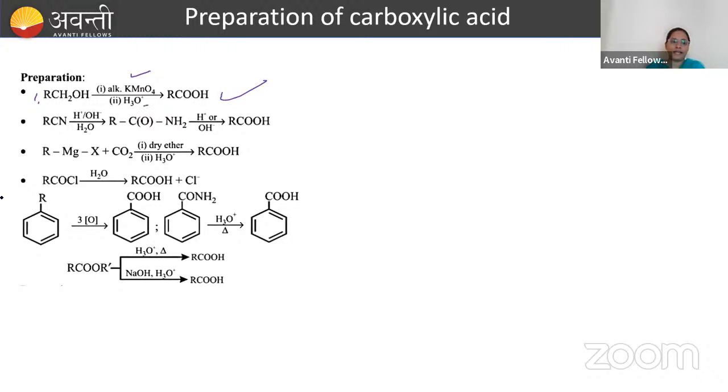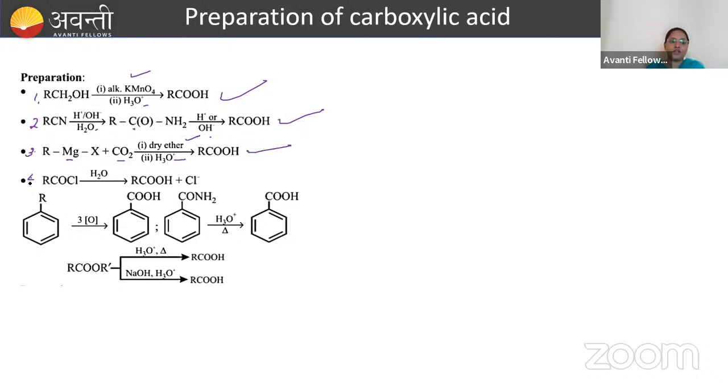Okay. From cyanide. Second method is from cyanide. Cyanide undergoes hydrolysis to give amide, which undergoes hydrolysis when we add water to it, and there is production of again acid. Next, when Grignard reagent reacts with CO2 in presence of dry ether and hydrolysis takes place, there is a formation of again acid. So these are very, very important methods.